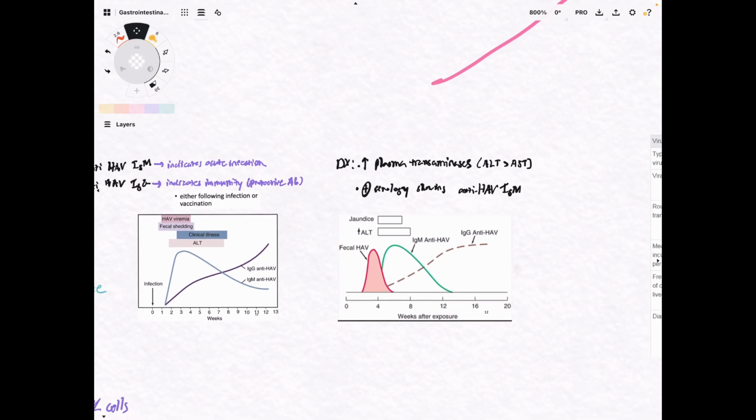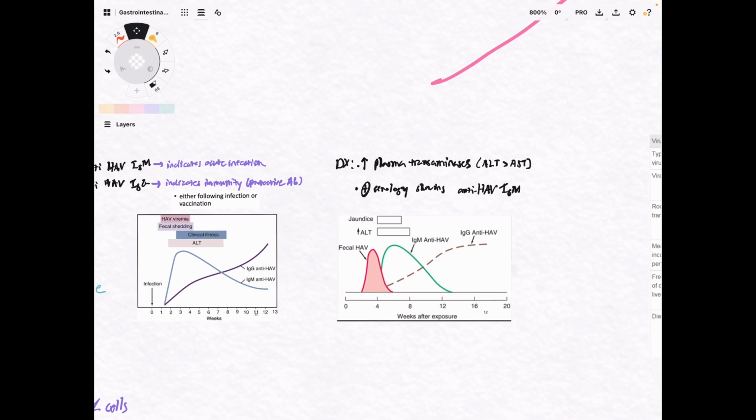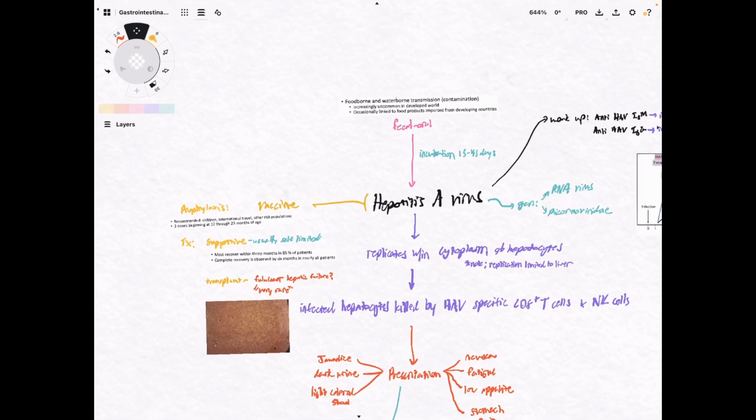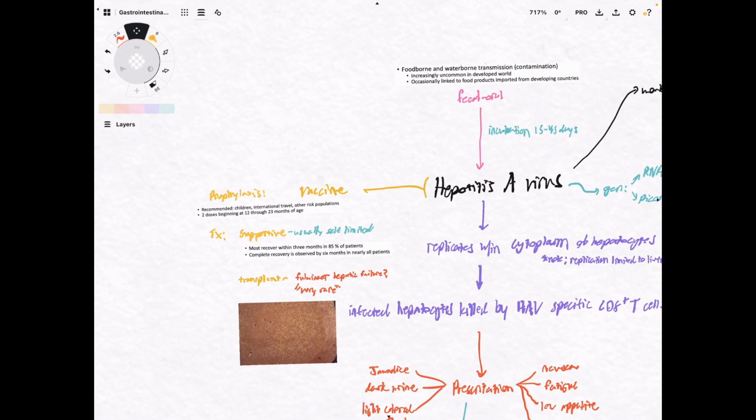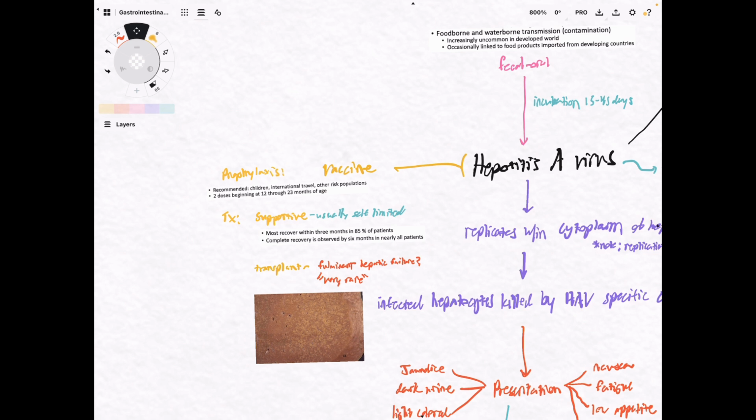To diagnose this, you're going to want to have an increase in ALT over AST, and then positive serology showing that they have acute antibodies or IgM antibodies. The prophylaxis for hepatitis A is obviously a vaccine. So you can do a vaccine for this one. But if they end up getting it, just treat them supportively. Most patients recover completely fine from this.